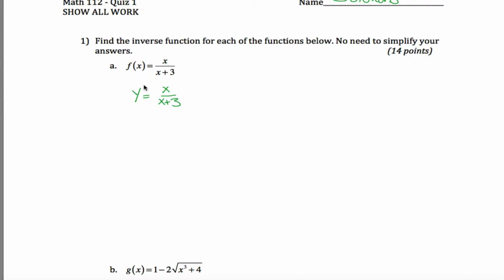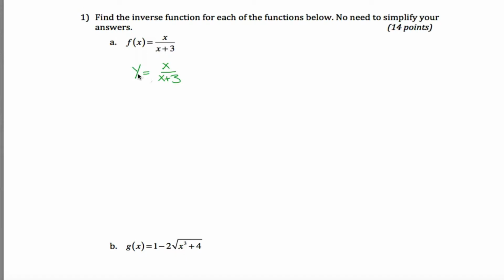So if you remember that what inverse functions do is they switch around the input and the output of the function, then I can represent that in an equation by switching this output right here and these inputs right here. In other words, everywhere you see a y, change it to an x, and everywhere you see an x, change it to a y. And then from here, to finish the problem, you want to solve for y.